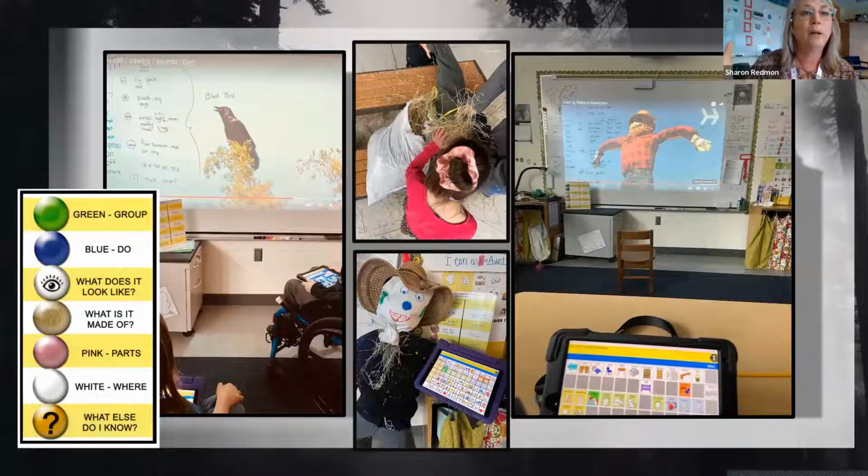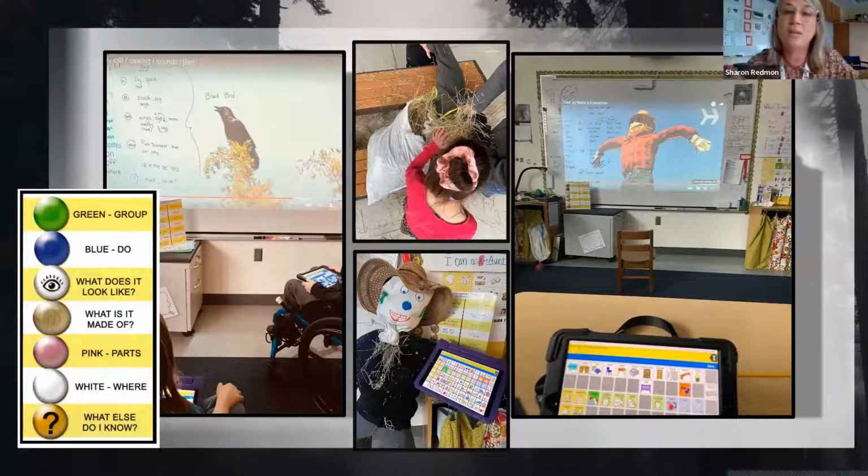This is the group of a bird, right? And so what does this bird do? Well, it flies and it quacks and it eats. You know, what does it look like? This is so important for us to know, that we can talk about its size, its shape, its color, that those are all words that we use to describe something, right? Of what it looks like. And then what is it made out of, right?